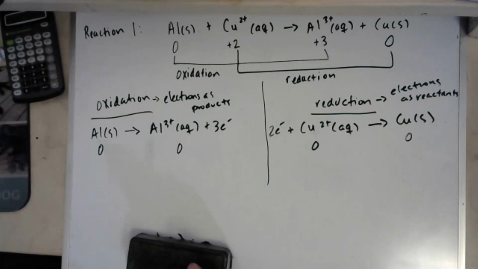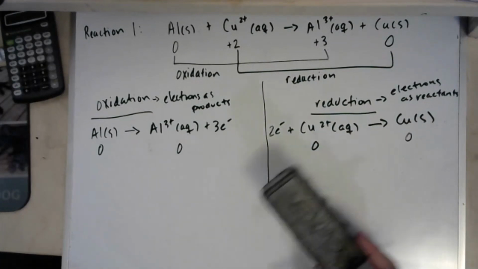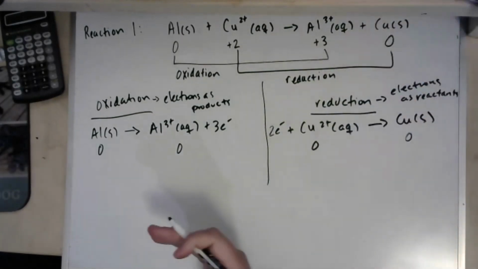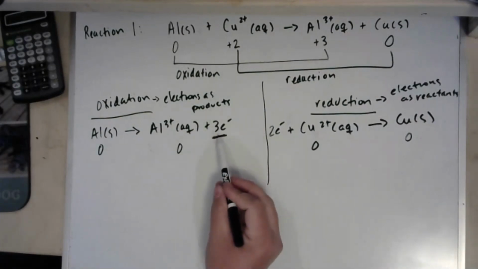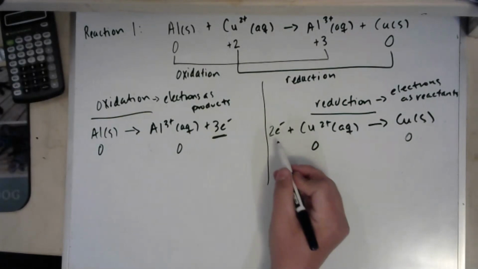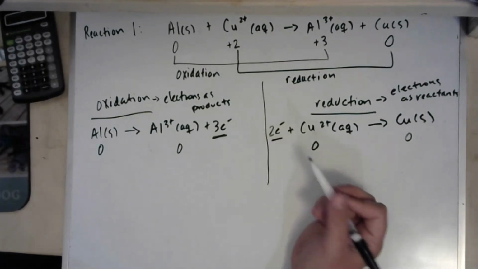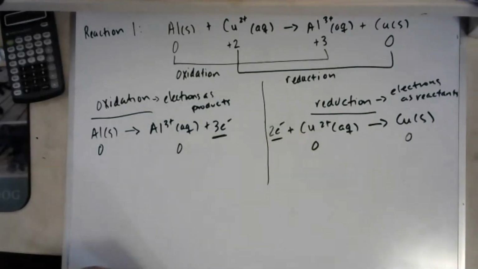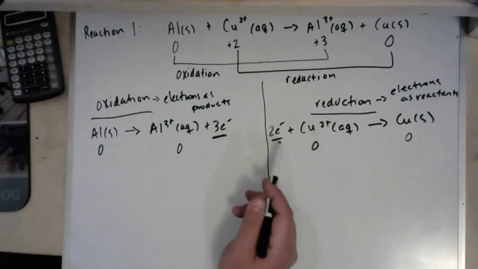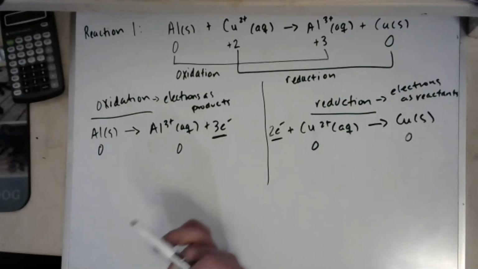Now I'm going to be up to step 5. And step 5 is when I'm going to make the number of electrons in both half reactions equal by multiplying one or both by a small whole number. So I have to make the number of electrons in my oxidation half reaction and the number of electrons in my reduction half reaction the same. Right? So when you see 3 electrons and 2 electrons, the common number between them is going to be 6.